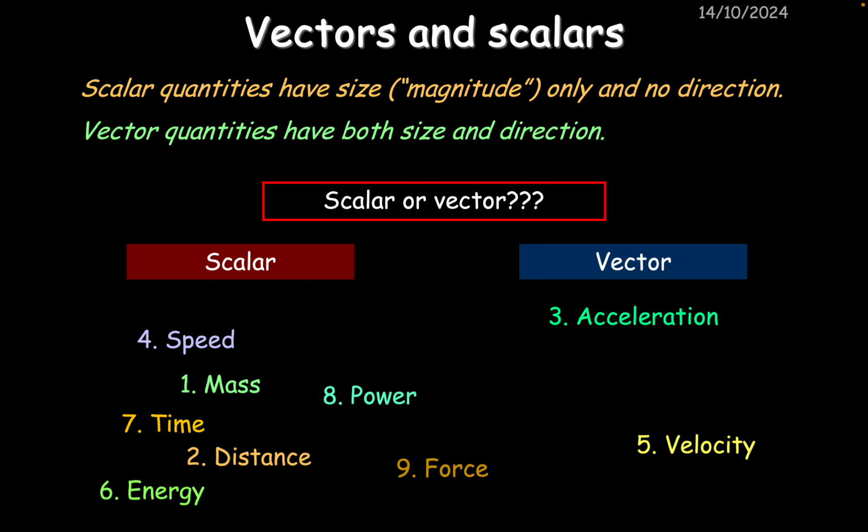Number 8, power is energy divided by time, and number 9 is force. Can you think of any other vector quantities that you may have come across in your studies? I can think of one.